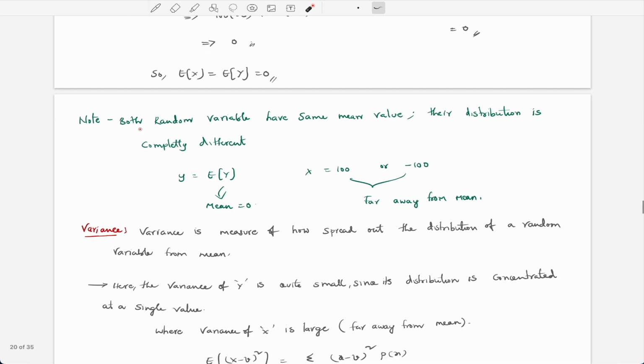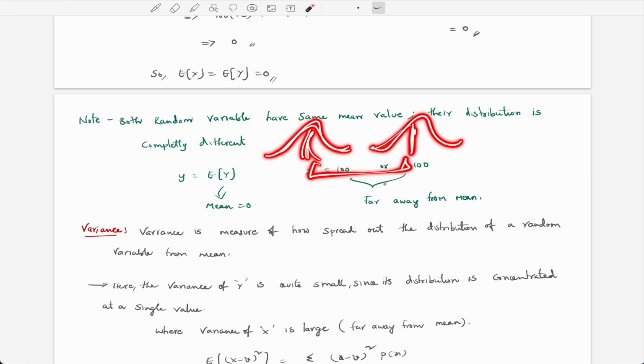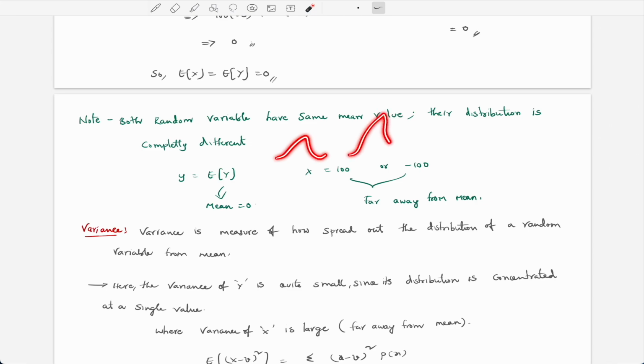So note, there's a note here: both random variables have the same mean value, right? But their distributions are completely different. So their distributions are like this, but they may have the same mean value here. The mean value might be the same. Sometimes we have problems like this, where we have the same mean value but the distributions are completely different. Sometimes we are going to face this in our problem sets, don't worry.